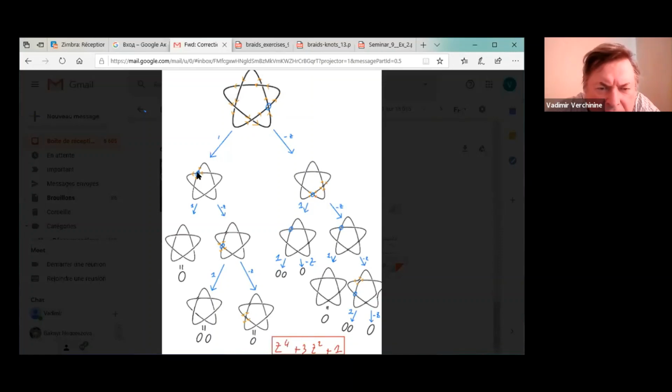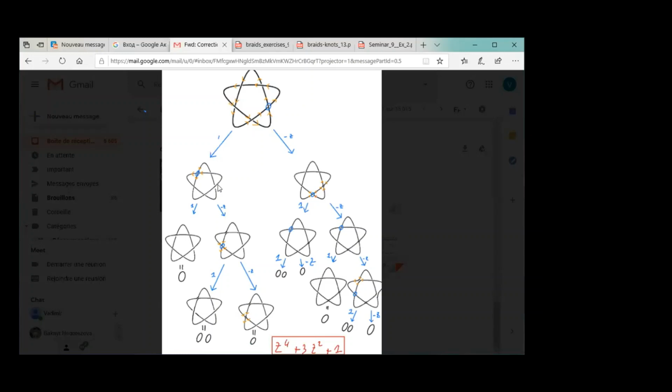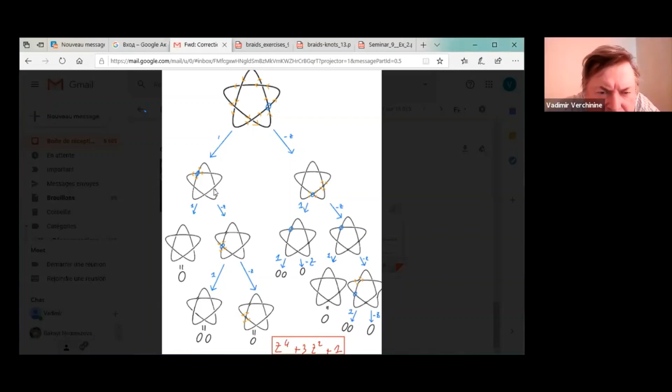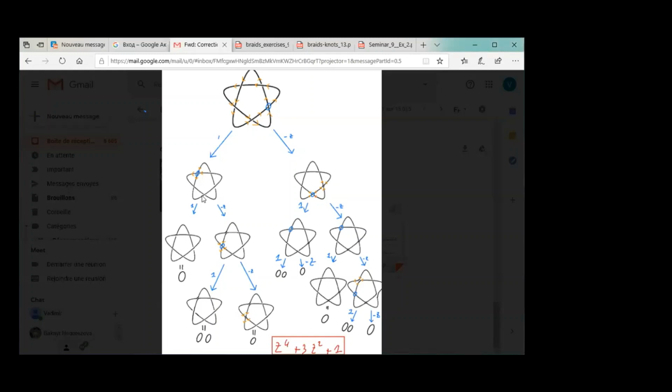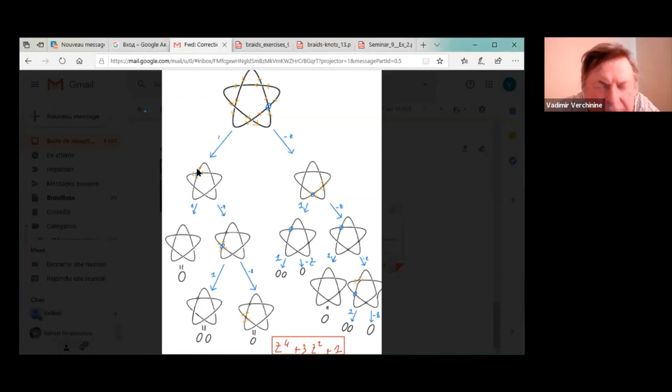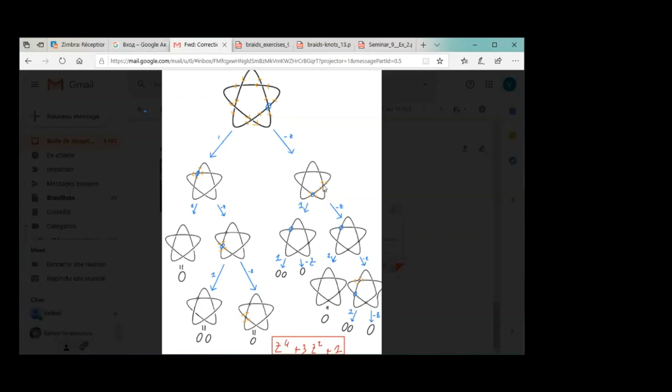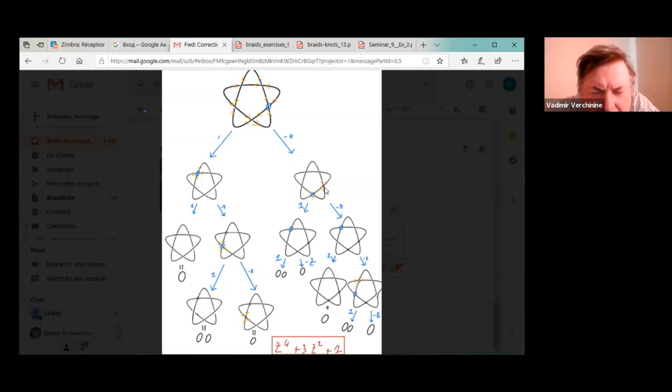Then you are getting, what is this? This is like trefoil, something, right? Maybe it's a trefoil, because you can use Reidemeister moves here. Yeah, indeed. You get something with two crossings, and you can use trefoil, right? The same way here. The same way here.